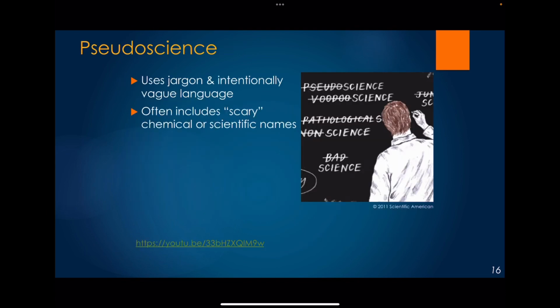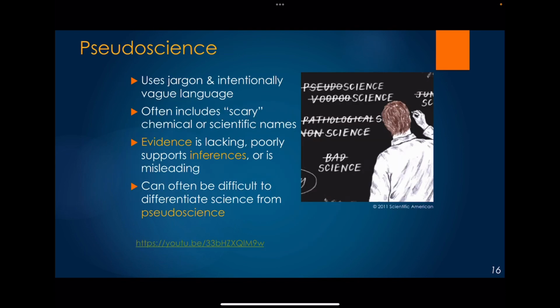So then that leads us to something called pseudoscience, right? Pseudo meaning fake or false, right? So pseudoscience, again, it's like using these big scientific sounding scary words to make you feel a certain way, right? So like it says here, it often includes scary chemical or scientific names, right?